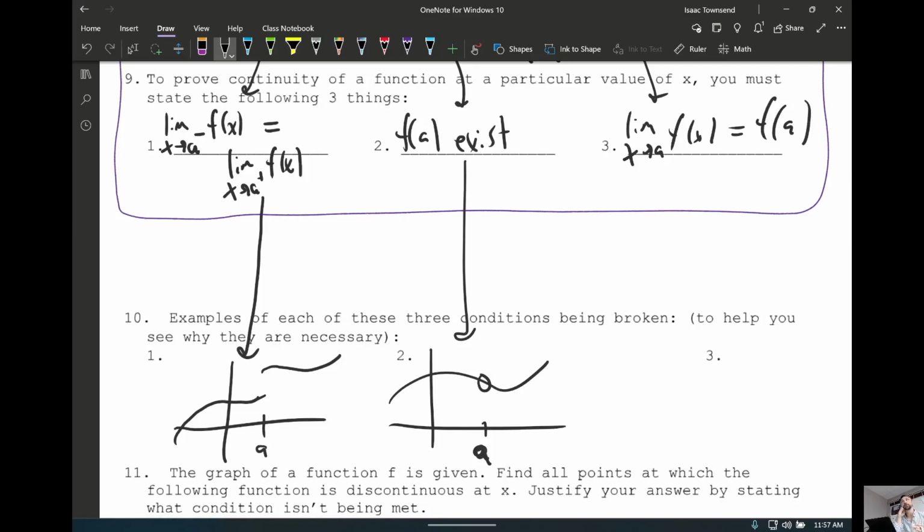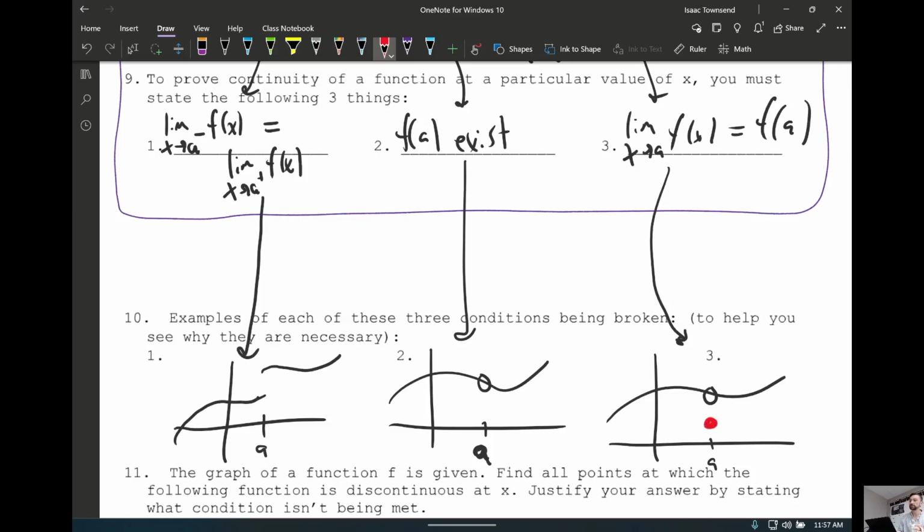Also not continuous. And then finally the third part, the one that's a little bit harder for people to get, but just because the first part's true, the limit exists, and the second part is true, the point exists. If the point is not right here where it needs to be, but is instead somewhere else, that's not continuous.